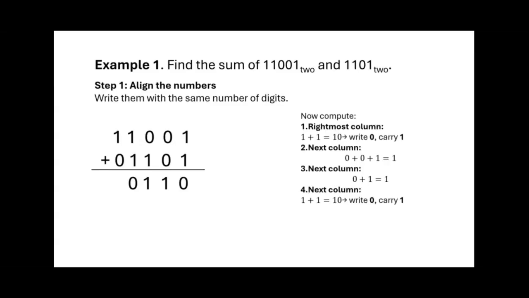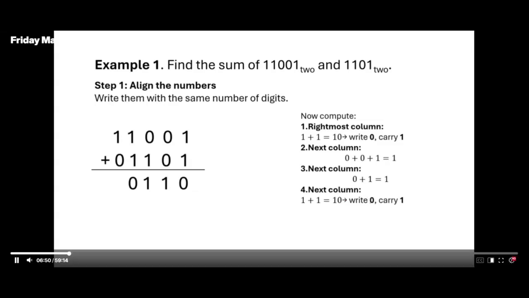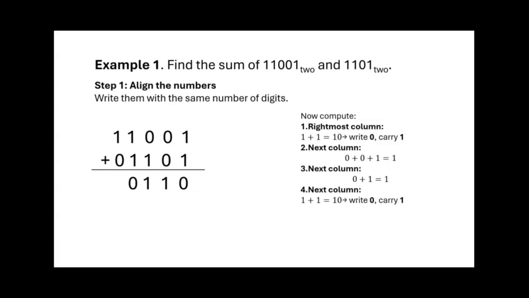Now we have 1 plus 1, which is 2. 2 in binary is 1, 0. So we write down the 0, carry the 1 onto the next column. So on the very last column, we're going to do 1 plus 0 plus 1. Remember that there's 2 1s.